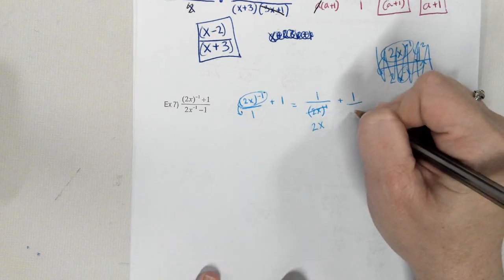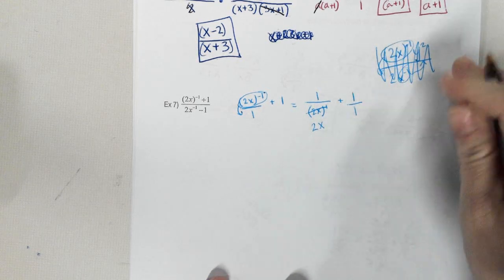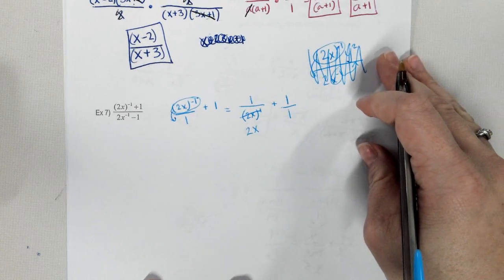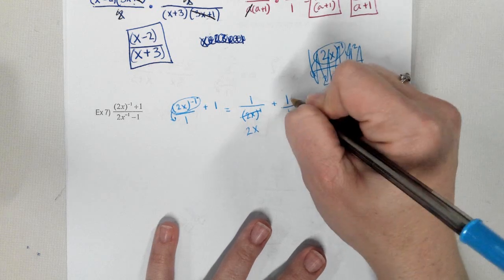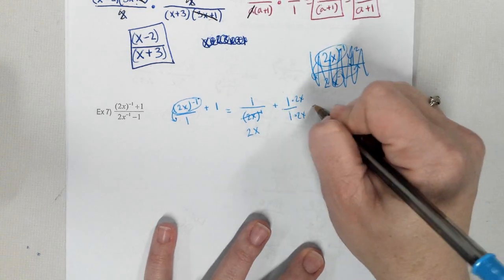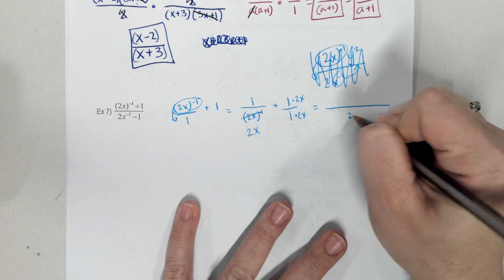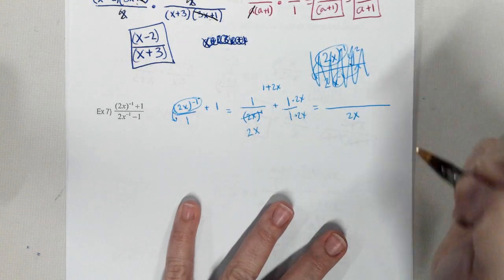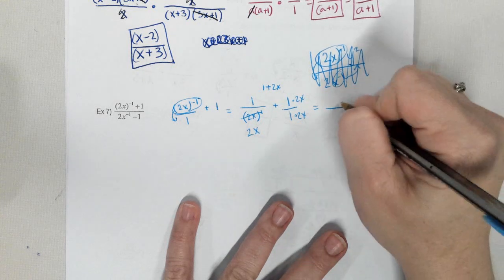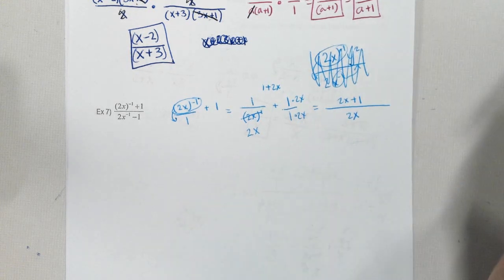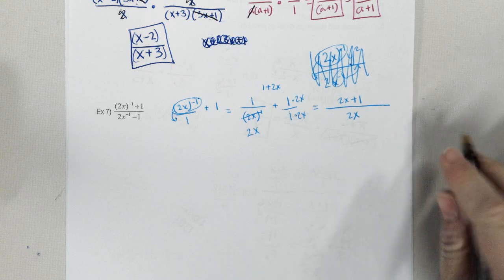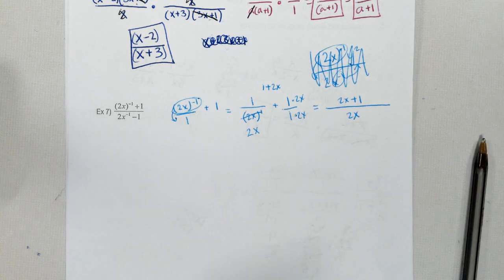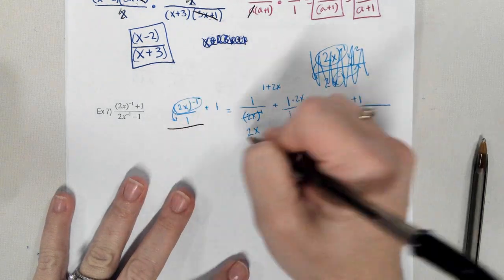Now I need to make this a fraction, and what's going to be my LCD? 2x. So I'm going to multiply this side by 2x times 2x. So my LCD is 2x. And I end up having 1 plus 2x. What needs to go first? The 2x. So I have 2x plus 1, because that's proper order.